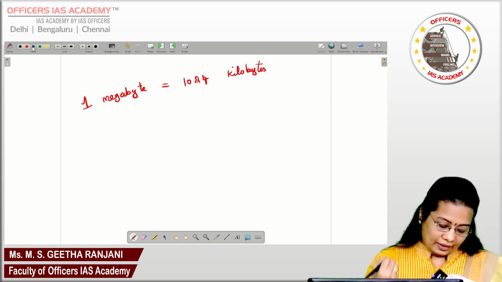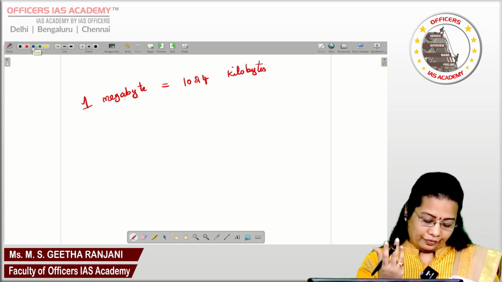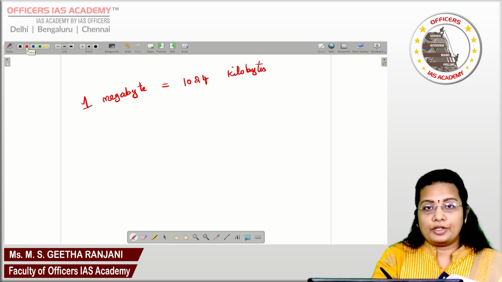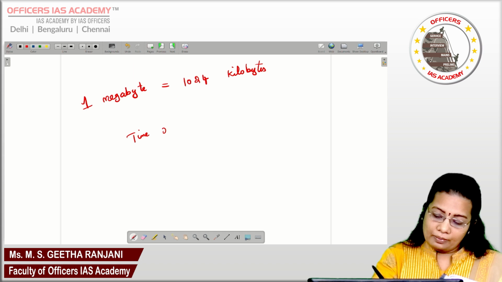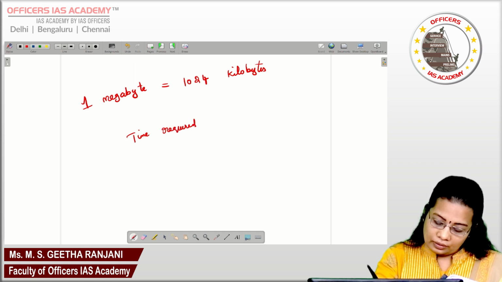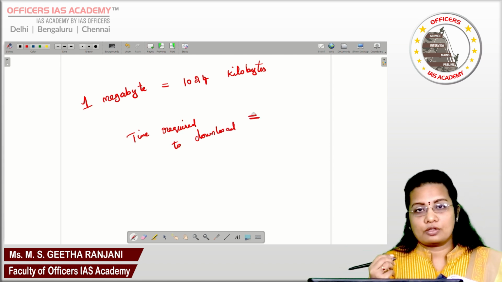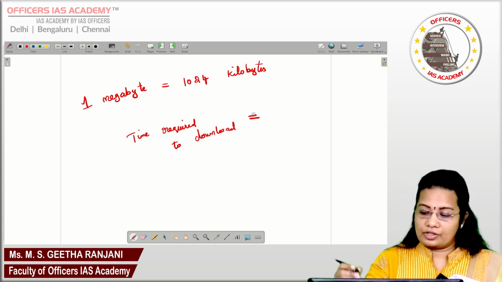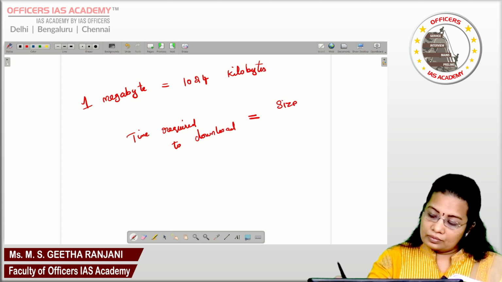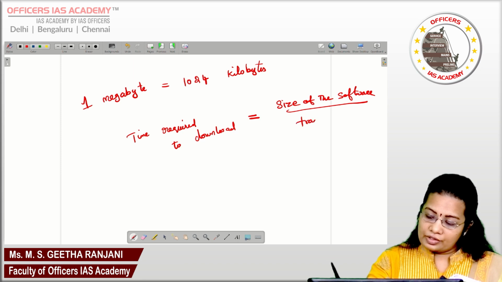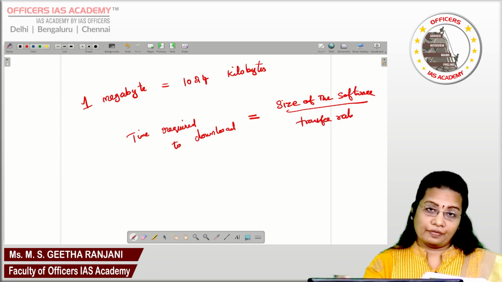Okay. And the next, which one is satisfying the condition. So generally, time required to download is always equal to size of the software by the transfer rate.